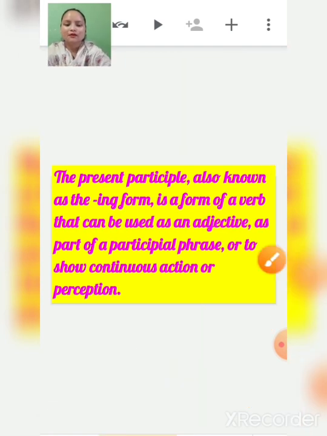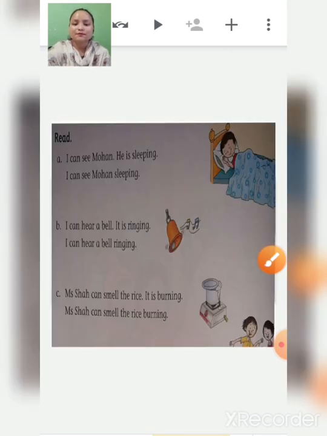Okay. Now here, see, I can see Mohan. He is sleeping. I can see Mohan sleeping. Now here is continuous action. Continuous action and perception is going on, right? Perception means what the subject can see or hear. This is perception.